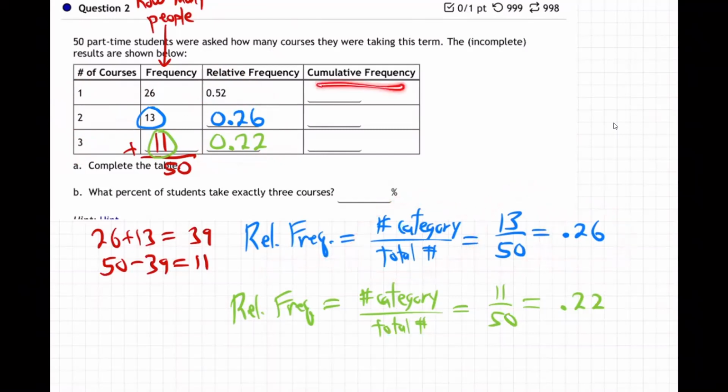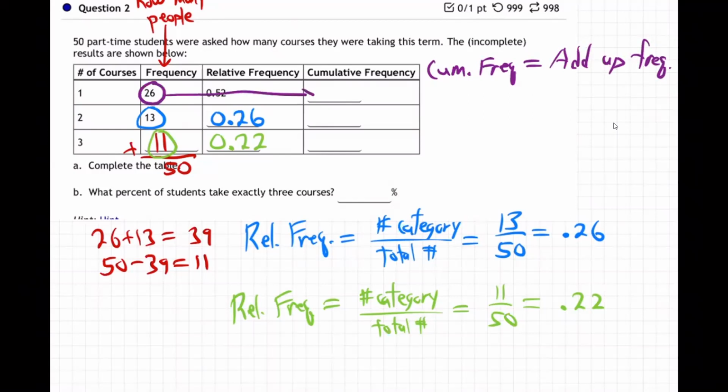Okay, now cumulative frequency. How do we get cumulative? Remember what cumulative means? Add them up. Cumulative frequency means add up the frequencies, accumulate them. So for the first one, it's just 26. There's nothing to add up. But for the second one, it's 26 plus 13.